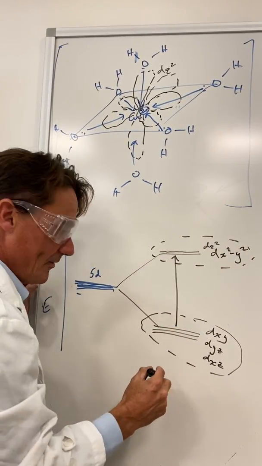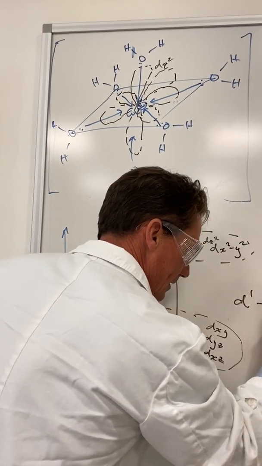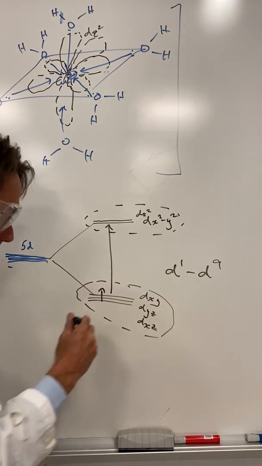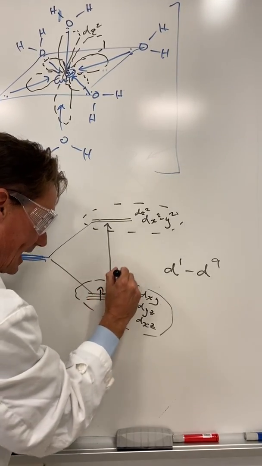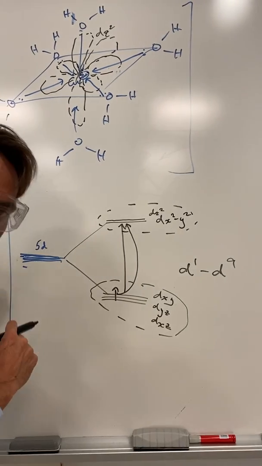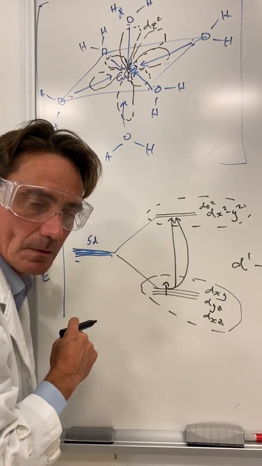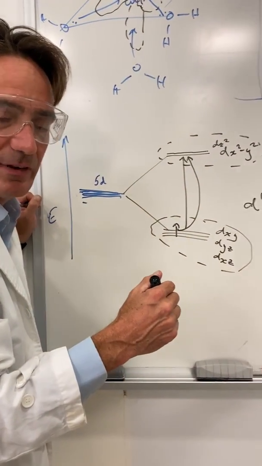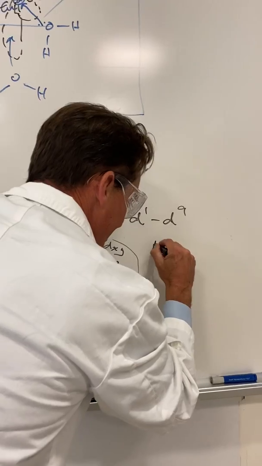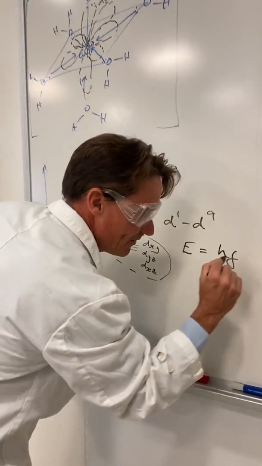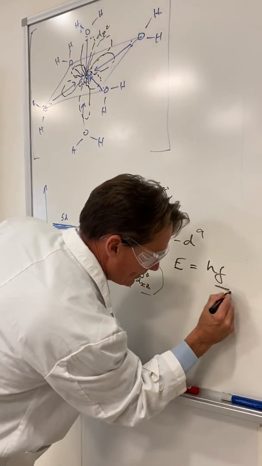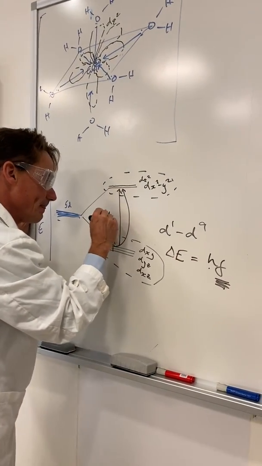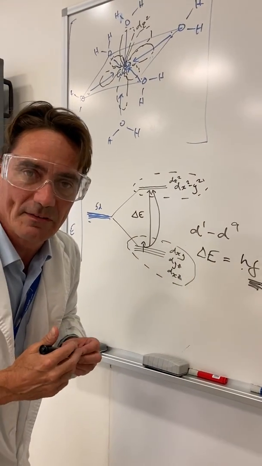Now, if we have anything from d1 to d9, we have the ability, imagine d1, if an electron is in here, it can, if given enough energy, be promoted to the other two. That energy with transition metals is always in the visible wavelengths of light. So the energy is given by hf for you physicists, where h is Planck's constant and f is the frequency. This delta E here always happens to be in the visible wavelengths of light.